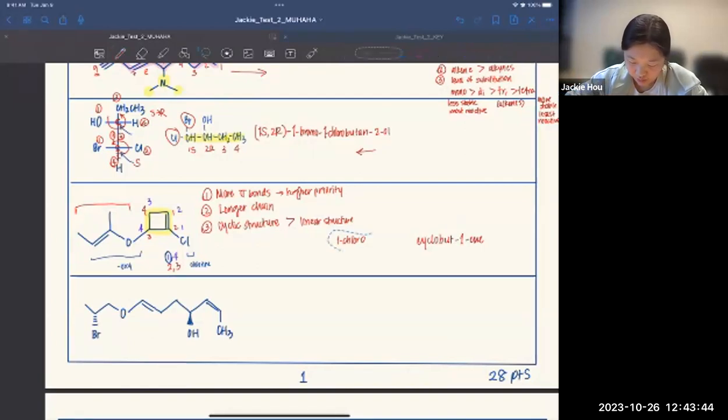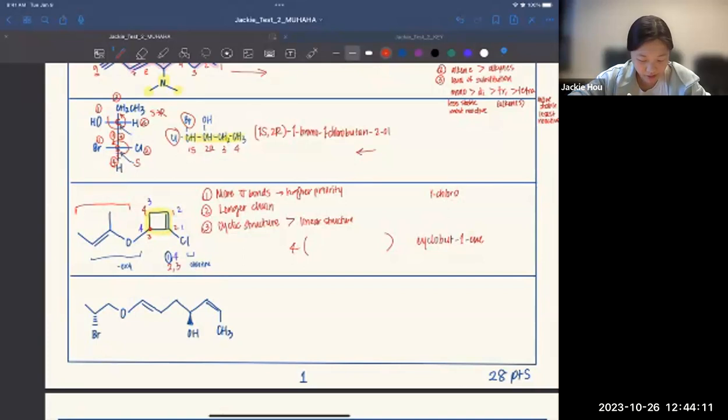This is actually a branch. I'm just going to put this over here for now. Remember when we're doing branch naming, the first thing we want to do is find out where it's connected to my parent chain. In this case, my huge oxy group is connected to carbon number 4. So 4, and then this whole thing is going to be in parentheses, right?